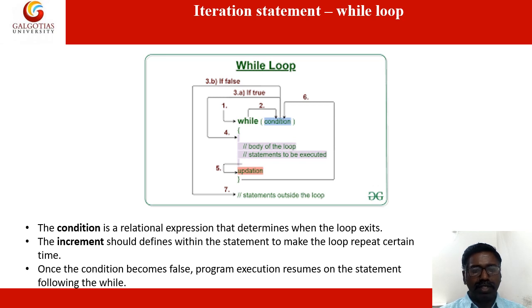So what is the meaning of this updation? Any variable you are checking in the condition, that variable should be updated according to your while loop. Otherwise, this while loop will become infinite. Okay, now this updation is done. After this, it will read the closing curly brace, and it goes for the condition again.